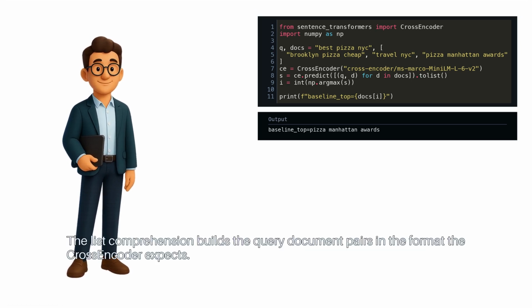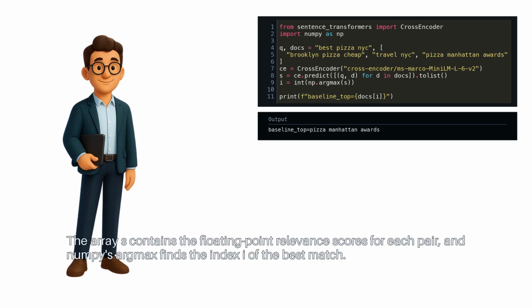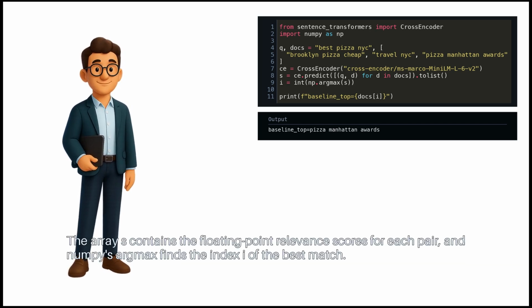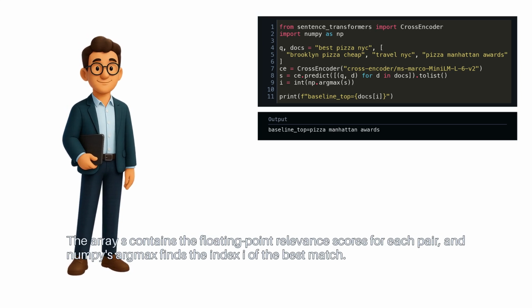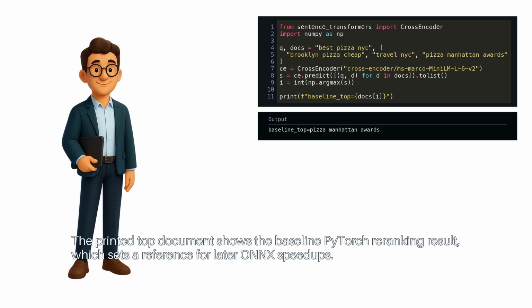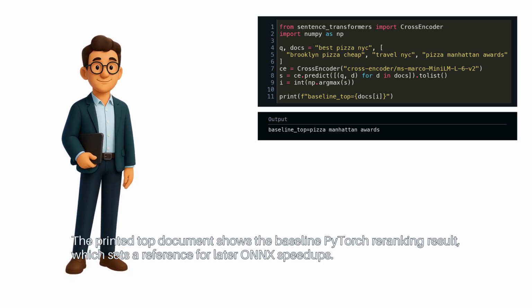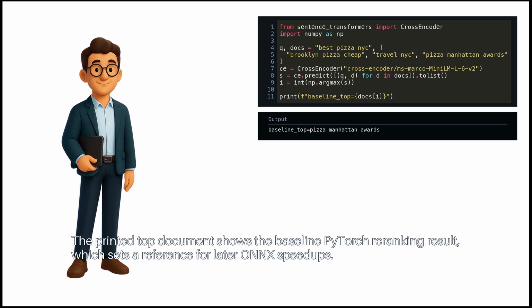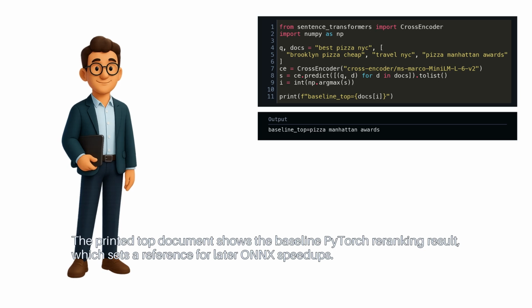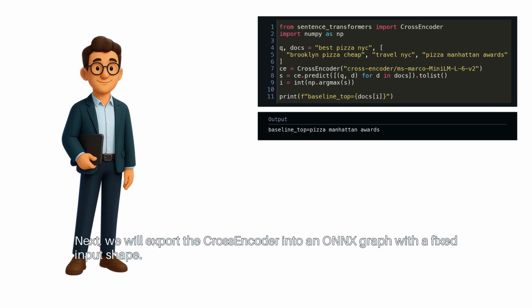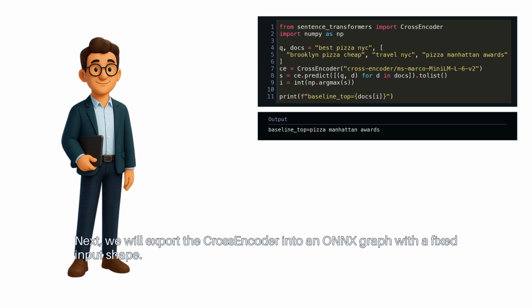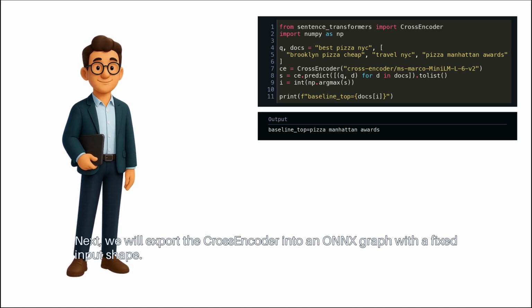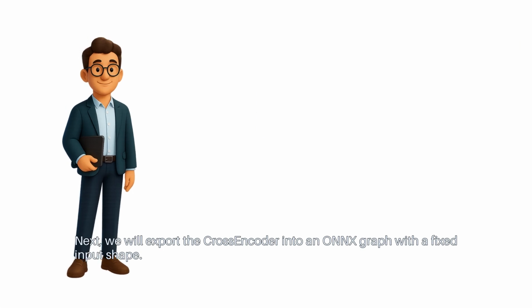The list comprehension builds the query-document pairs in the format the Cross-Encoder expects. The array S contains the floating point relevance scores for each pair, and NumPy's argmax finds the index I of the best match. The printed top document shows the baseline PyTorch re-ranking result, which sets a reference for later ONNX speedups. Next, we will export the Cross-Encoder into an ONNX graph with a fixed input shape.